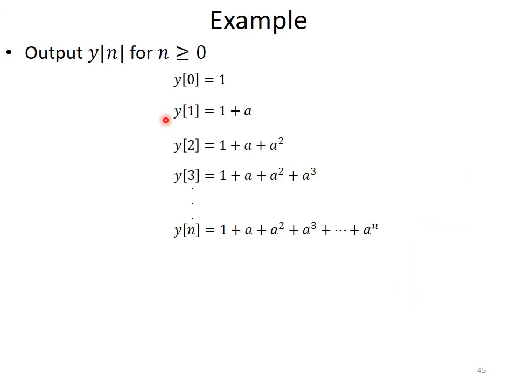So generally you'll get this kind of response sequence. y of 0 would be equal to 1, y of 1 would be equal to 1 plus a, y of 2 would be equal to 1 plus a plus a square, and so on, and y of n would be equal to 1 plus a plus a square plus a cube up to a power n. So in general, we can write down the output for any value of n in this form: 1 minus a power n plus 1 upon 1 minus a.